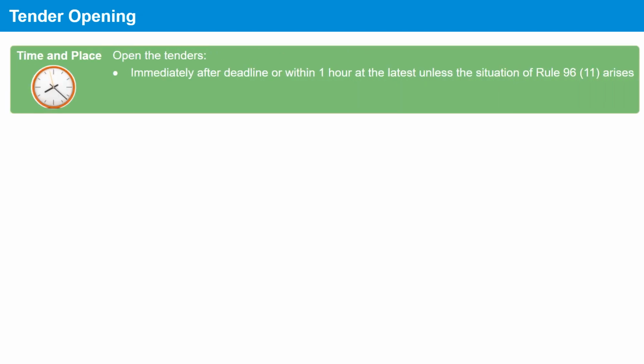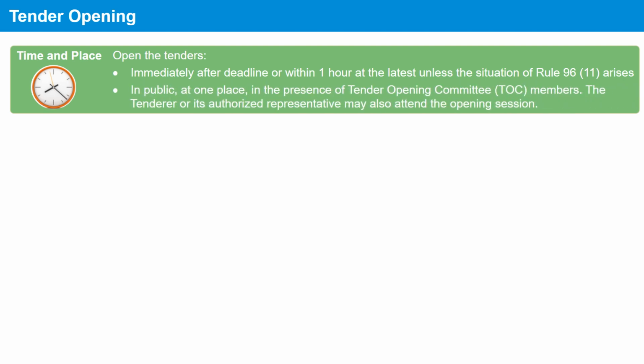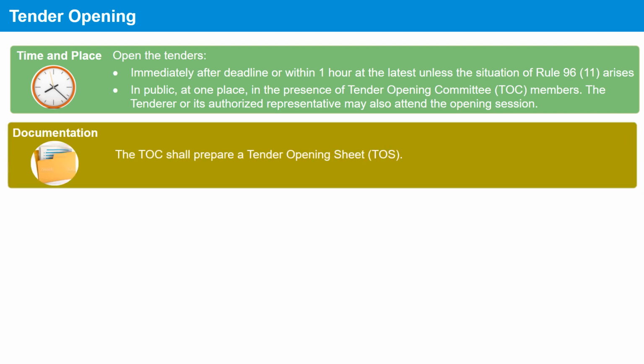Tenders are opened immediately after the deadline or within 1 hour at the latest unless the situation of Rule 96(11) arises. They will be opened in public at one place in the presence of Tender Opening Committee, that is TOC members. The tenderer or its authorized representative may also attend the opening session. The Tender Opening Committee shall prepare a tender opening sheet.